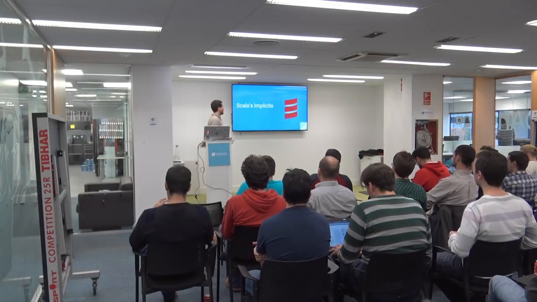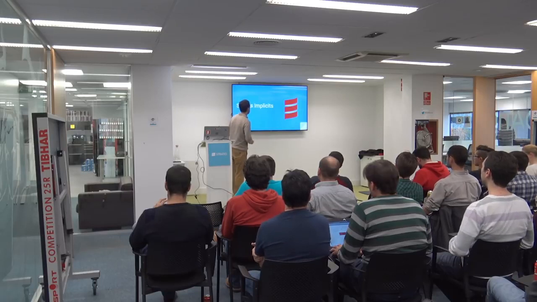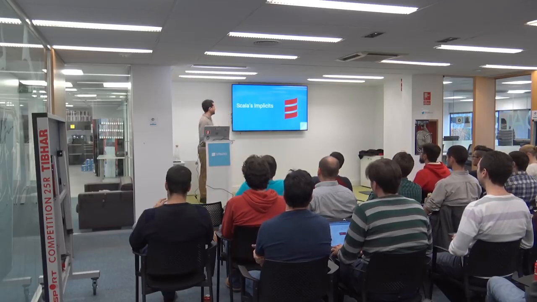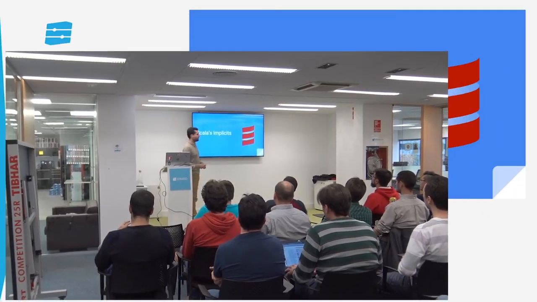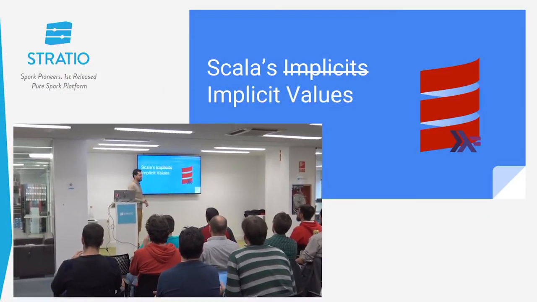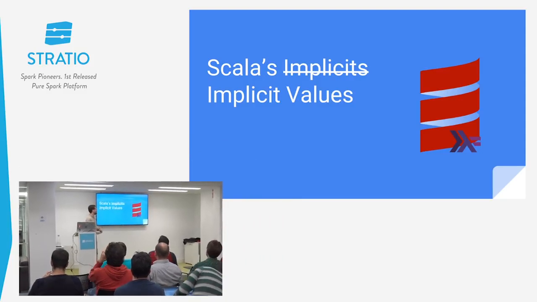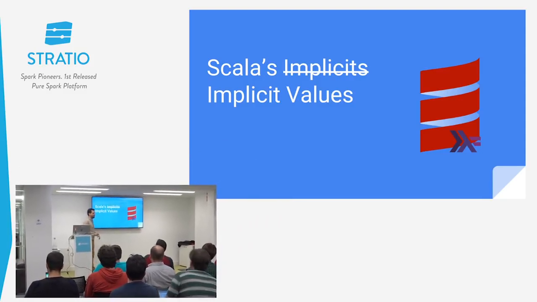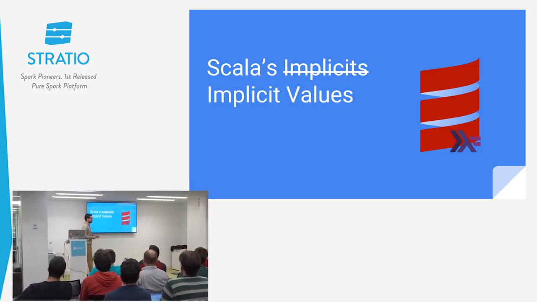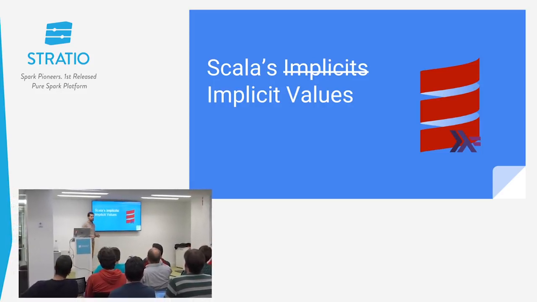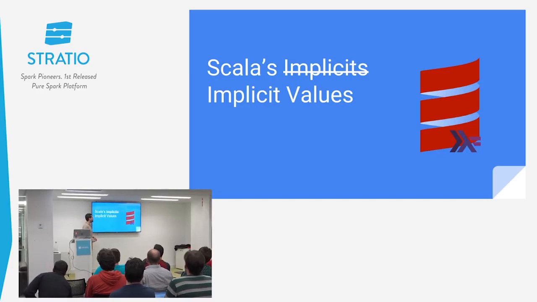Okay, so we are going to start talking about this thing Scala has, which is implicits. We start making a mistake here. We have not implicits. Implicit is an adjective, not a noun, so you can have implicits in plural. So it's implicit values or things. It's something implicit you have in your program.